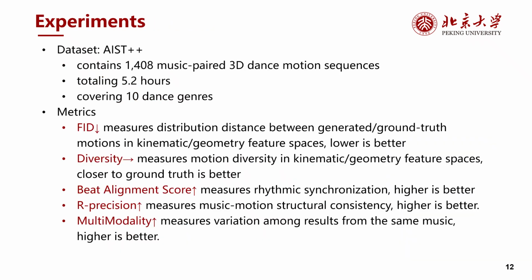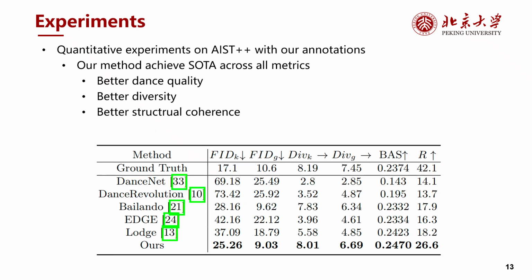We evaluate on AIST++, which contains 1,408 music-motion pairs, totaling 5.2 hours across 10 dance genres. We measure motion quality with FID, diversity with diversity and multimodality, rhythmic synchronization with beat alignment, and music-motion structural consistency with R precision. The quantitative results show that our method achieves the best overall performance. In particular, it obtains the lowest FID scores and the highest R precision while maintaining strong beat alignment and diversity. This demonstrates better motion quality and stronger structural coherence.